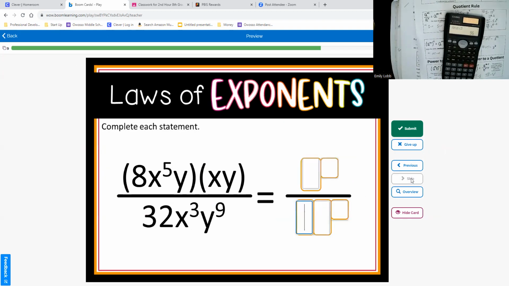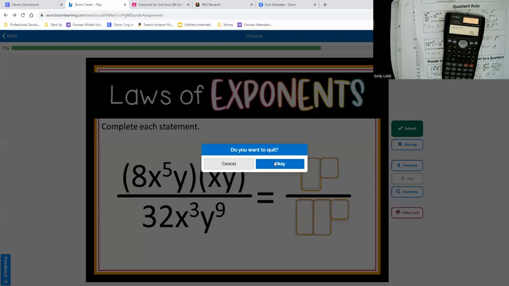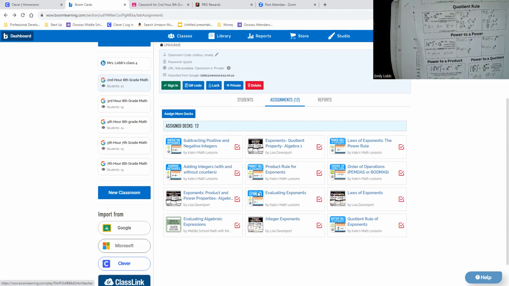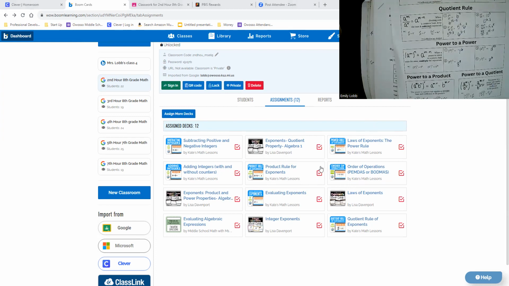All right, so I want to leave you with some of those, and then after you do that, you're going back through and reviewing other, especially our boom decks on exponents. We've had 1, 2, 3, 4, 5, 6, 7, 8 exponent boom decks. So it's important that you know that. That's going to be our next assessment. So we'll go over the review tomorrow.